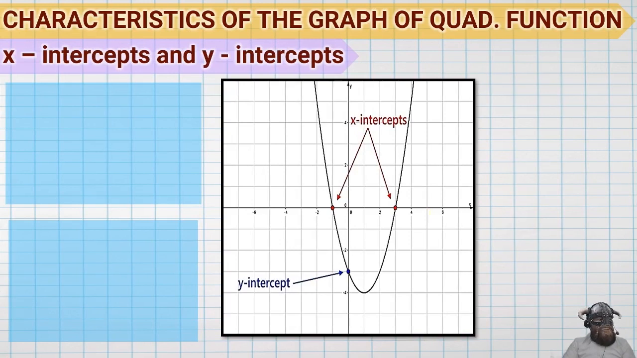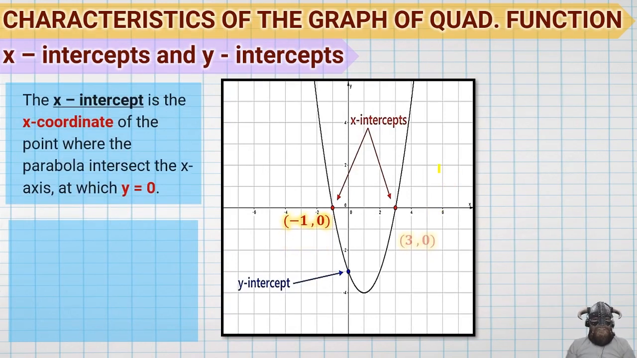Now, as we continue, we have this last characteristic of a quadratic function. We have the intercepts. As we may recall, the x-intercept during our grade 8 is defined as the point where the parabola intersects the x-axis. At the same time, it is the coordinates wherein your y is equal to 0, or the values of x-intercept are the values of x when y is equal to 0. So, yan. Ito yung point na yon, yung dalawa. In this case, we have 2 points that is negative 1, 0, and 3, 0.